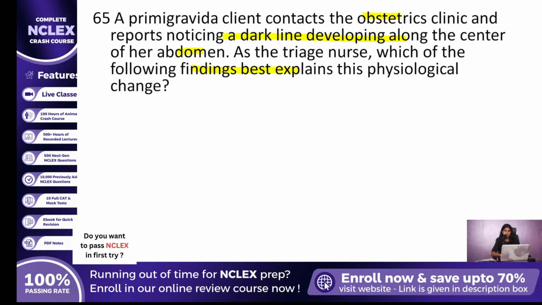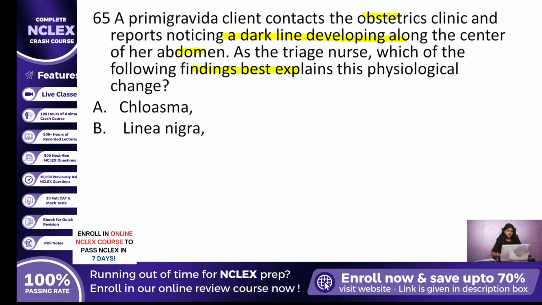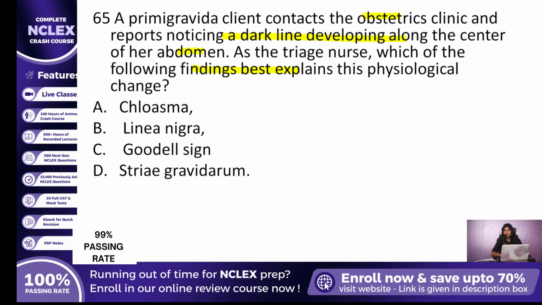Here are the options. A. Cloasma. B. Linea nigra. C. Goodell sign. Or D. Striae gravidarum. The correct answer is option B, Linea nigra.